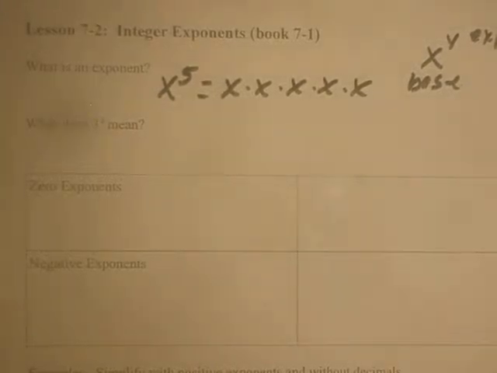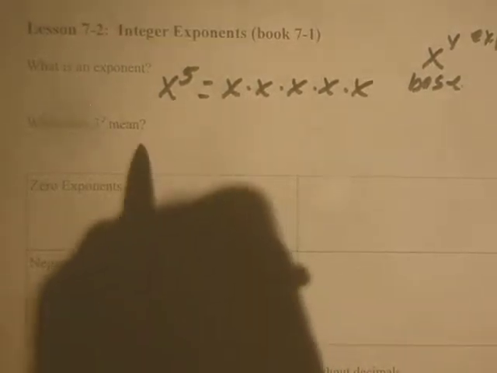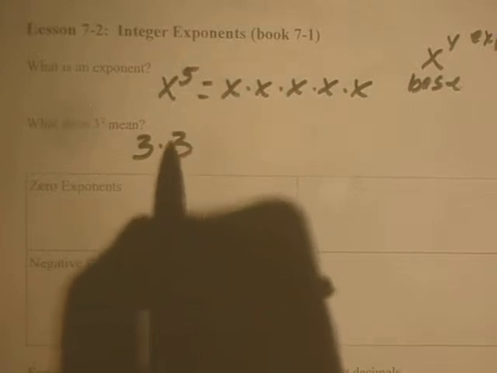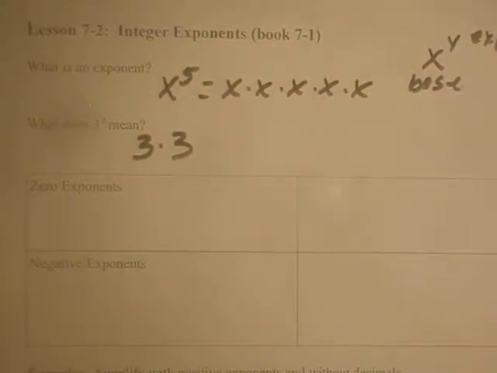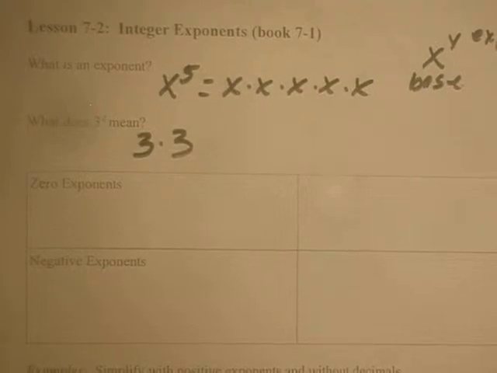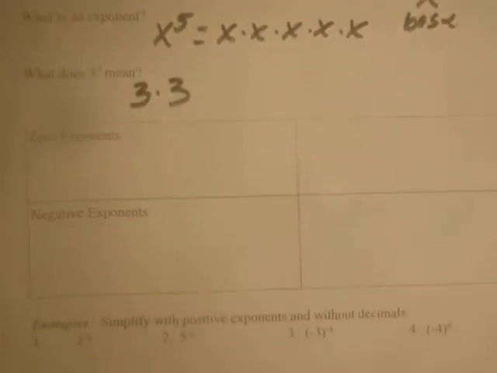So the big number on the bottom is the base, and the little number up to the right is the exponent. 3 to the second means 3 times 3. This number, this exponent, tells you how many times you multiply something. We're going to specifically be looking at two things today, 0 and negative exponents.